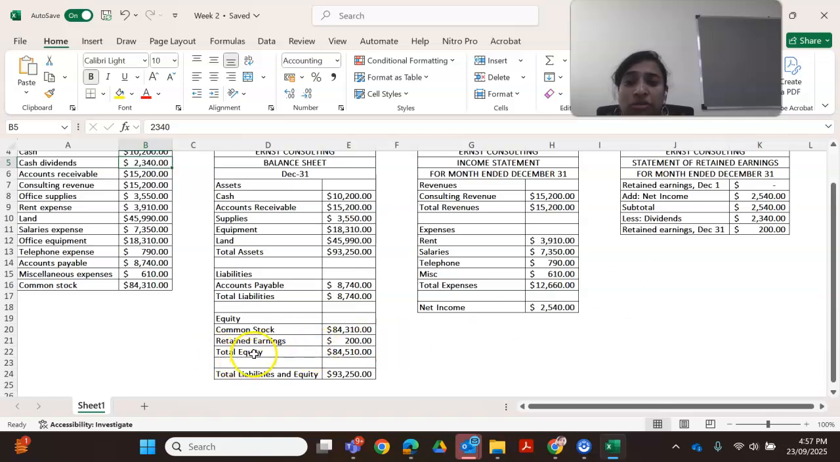So that gives me a total equity of $84,510. So the total liabilities and equity is equal to: total liabilities is around $8,740 and the equity is around $84,510. That comes to $93,250. So the balance sheet is accurate because our total assets exactly match the total liabilities and equity.